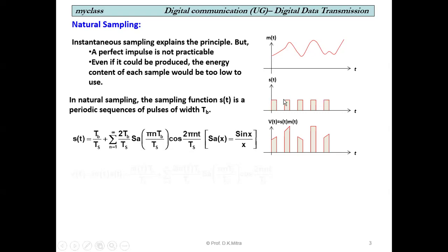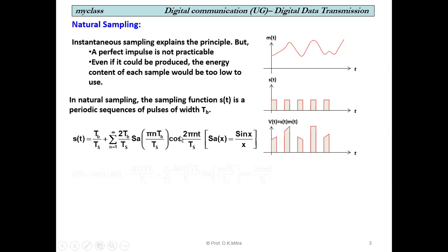Now go into the mathematical expression for this. This particular sampling function, that means a train of pulses, you might have done in your mathematics class or in your analog communication class. This pulse is represented by this function, where it has got a DC component, which is actually TB by TS. TB is the pulse width, TS is the pulse period. And then there is an infinite sum of a particular function. Now, what is this particular function? I shall explain you. It looks very threatening, but it's not so.